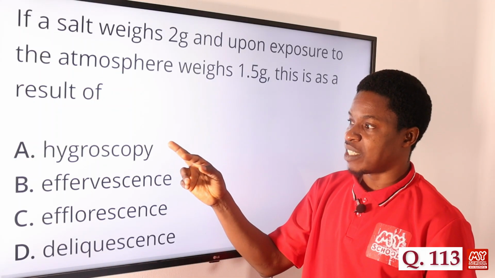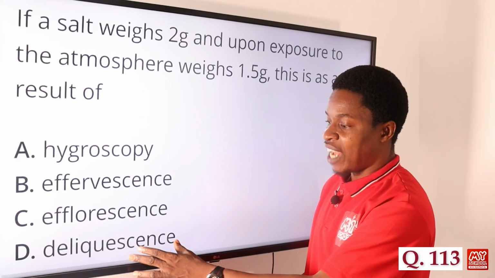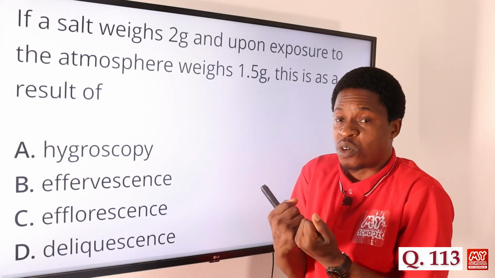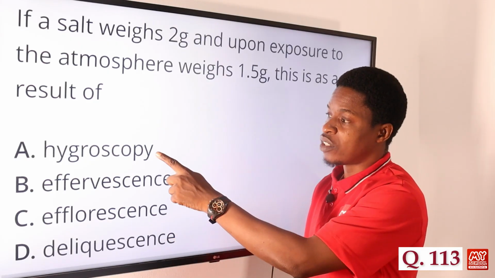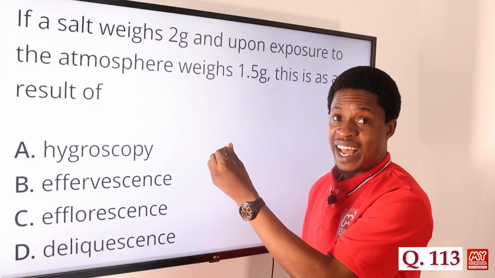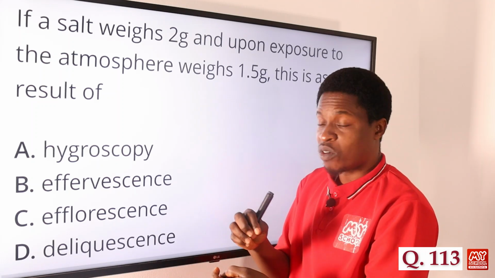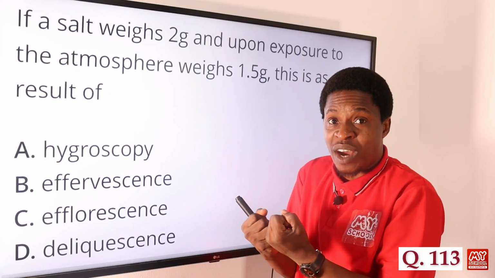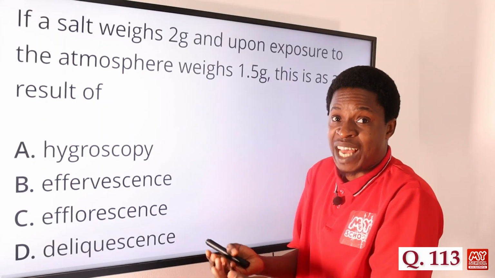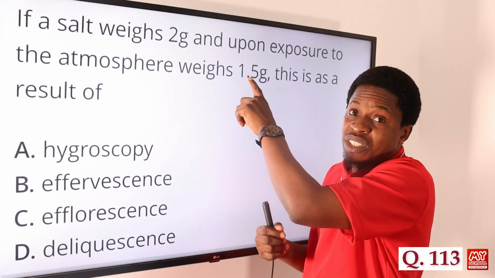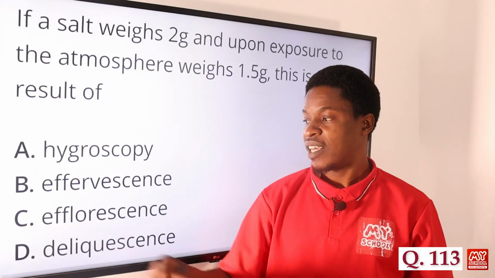Option D says deliquescence. Deliquescence is similar to hygroscopy, but the difference is that when the salt is exposed to the atmosphere, it absorbs moisture and turns into solution immediately. For instance, if you open your sodium hydroxide pellets and expose them, they will absorb moisture and turn into solution. If it turns into solution, it means it has absorbed more moisture, and then the weight should increase. But here there's a decrease. So the correct answer is option C, efflorescence.